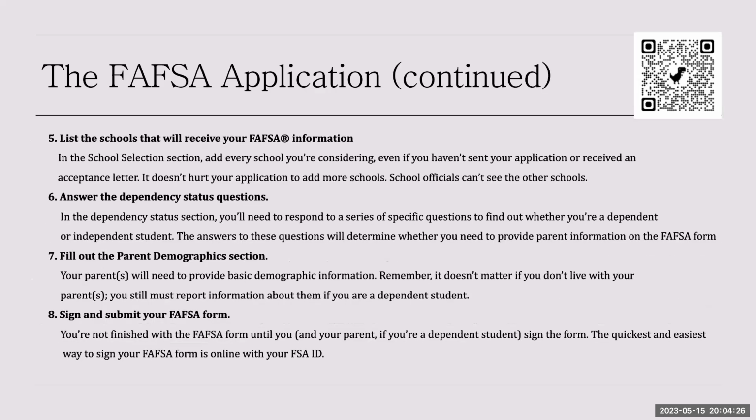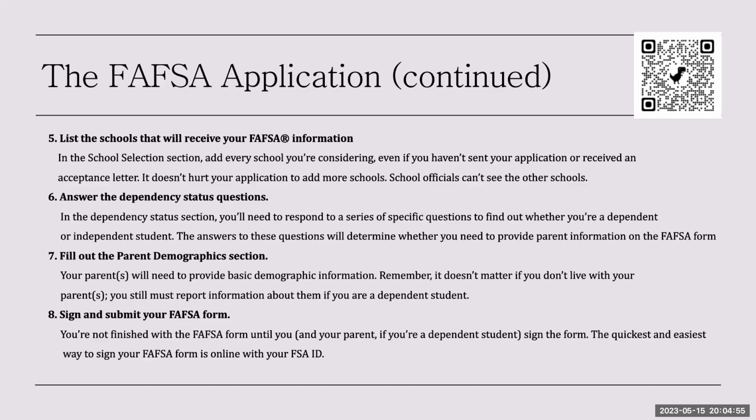Okay, let's move on to step number 5. You will also be listing the schools that you want your FAFSA to be sent to. You can add up to 10 schools, and for every school that you're considering, you will have to identify your housing plan. So you'll have to let FAFSA know. For example, if you're listing UCLA, if you're going to be living at home, if you're going to be commuting, you're going to be living on campus or off campus.